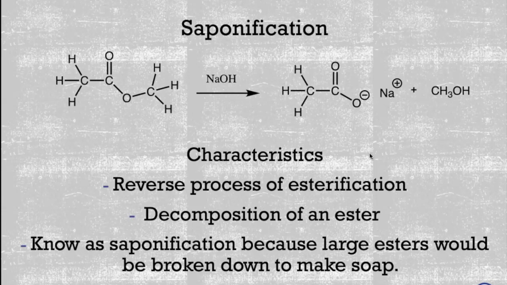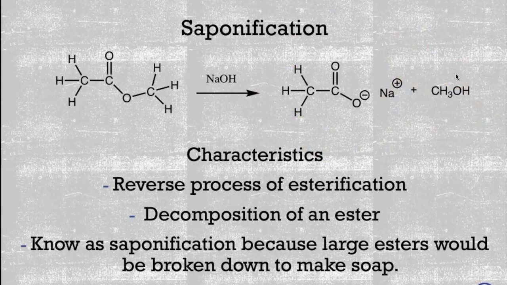This other type of reaction, called saponification, gets its name from an old world process. This is essentially the characteristic reverse process of esterification. So here on the left side, we see that we have an ester. Here's the characteristic ester functional group. In the presence of sodium hydroxide, it produces a sodium salt of the same acid and the alcohol byproduct.